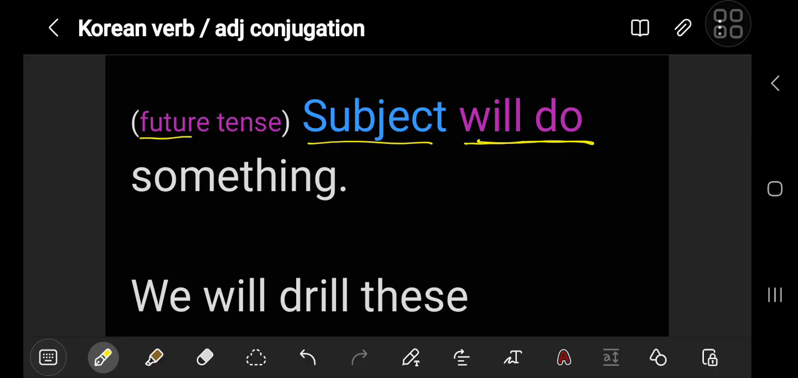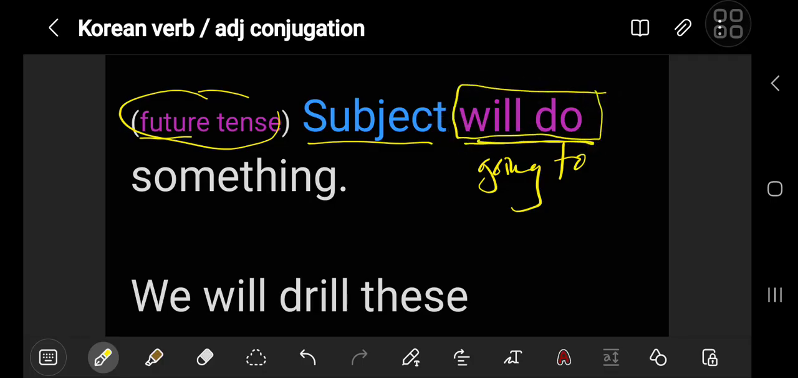There are other variations of future tense in English that have slightly different meanings, like going to. So I'm going to eat that food means I will eat that food, but it has a little bit of extra meaning in it. The most basic, simple way of saying future tense in English is I will eat that food. I will do that. I'm going to do that.